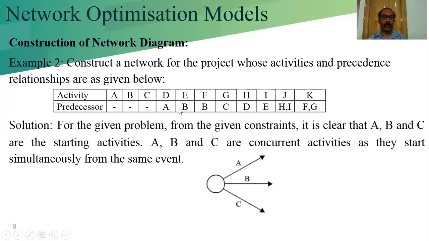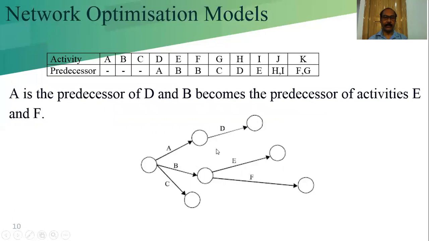E and F both have the predecessor B. This is B. So E and F should be going out like that. Where B is entered into the node, from that node, E and F go out. G has the predecessor C, so from that, G will be drawn by an activity arrow. So this part we complete, and D, E, F and G we will do in the next slide.